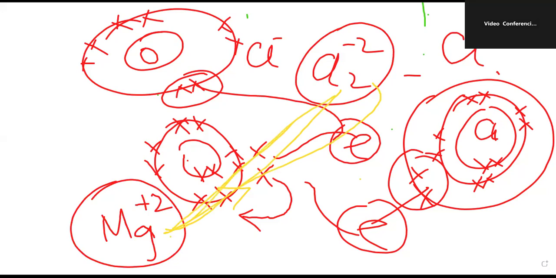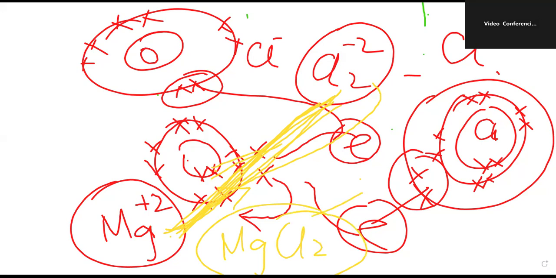What type of force of attraction? This type of force of attraction is known as electrostatic force of attraction, combined together, and we will get magnesium chloride. And how is magnesium chloride made? Due to the ionic bond.